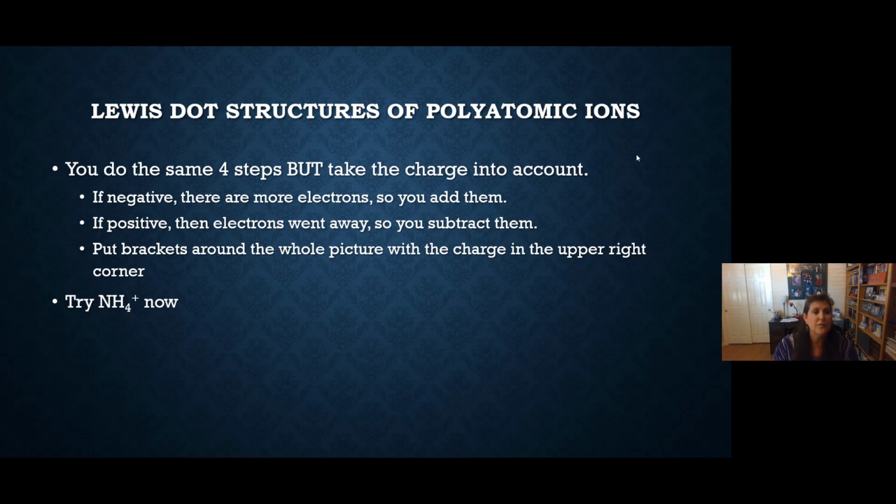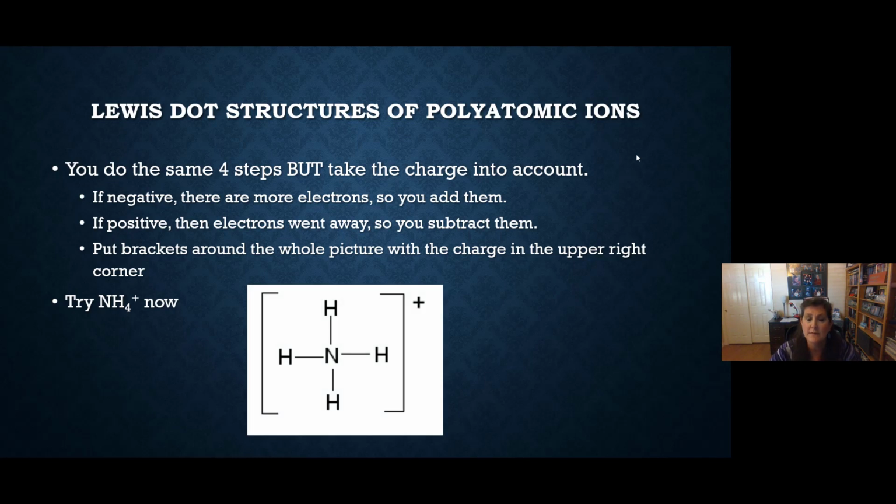Let's try NH4+. So we have a group of atoms, more than one atom, polyatomic, but it has a +1 charge, so it's an ion, NH4+. Now I didn't underline anything. Can hydrogen be in the middle? No, hydrogen can't be in the middle. So nitrogen's in the middle, and we have 4 hydrogens to put around it. So 1 on each side. Something like this. Okay, now let's make everybody happy.